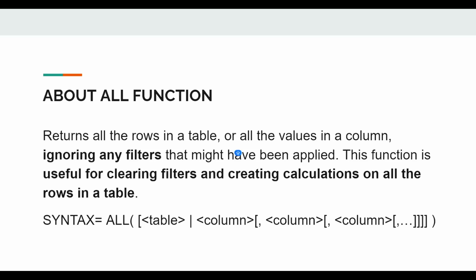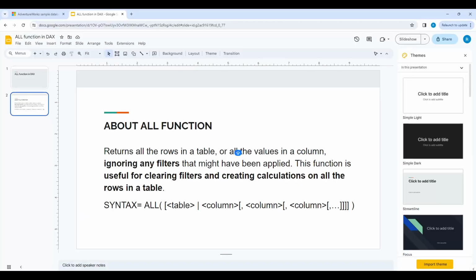Basically this function is a filter function that is used for ignoring any filters in the calculation in DAX. The syntax is you apply ALL, and it can reference any table or a particular column, or more than one column. All right, so without further ado, let's look at this in action.